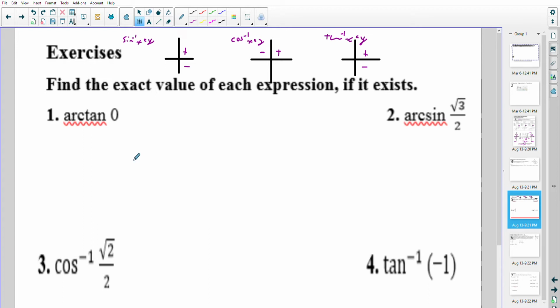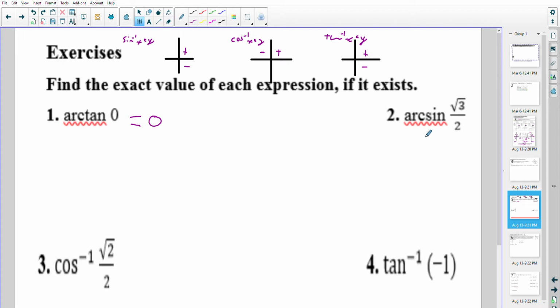So, for example, find the exact value for each expression if it exists. Arctangent of 0. That means what is the angle, because inverses mean angles, what is the angle such that the tangent of the angle is equal to 0? And if you looked at the unit circle or the table, you're going to see that the tangent of 0 is 0, so 0 radians would be your answer.